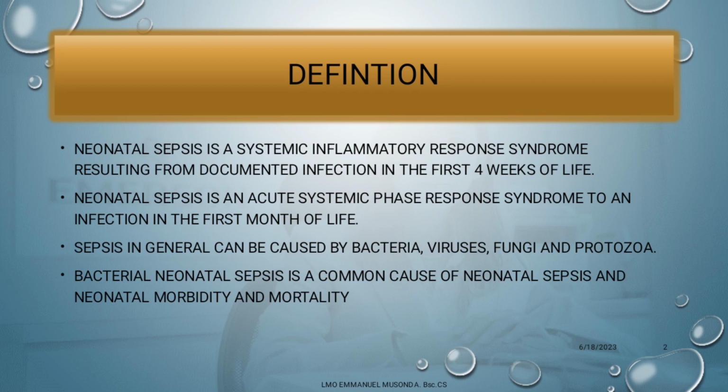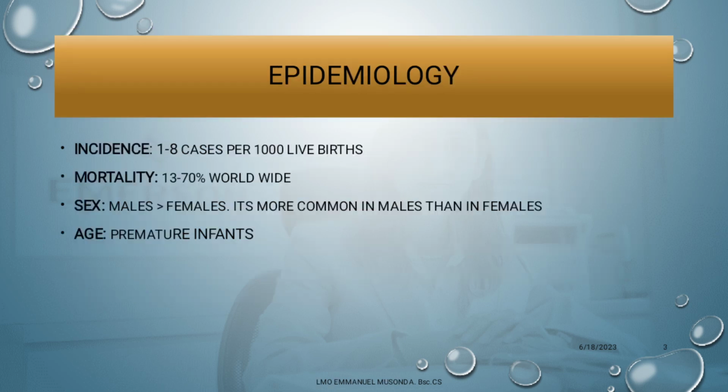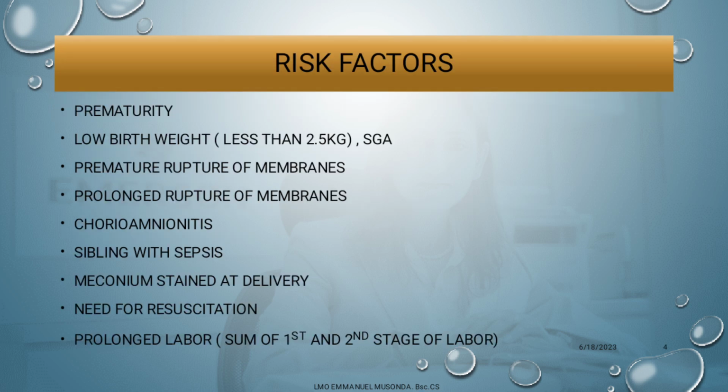Then, bacterial neonatal sepsis is the most common cause of neonatal sepsis and neonatal morbidity and mortality as well. So the incidence in the epidemiology is that there are 1 to 8 cases of neonatal sepsis per 1,000 live births. Then the mortality is 13 to 70% worldwide, and it occurs more in males than in females, and premature infants are the most commonly affected.